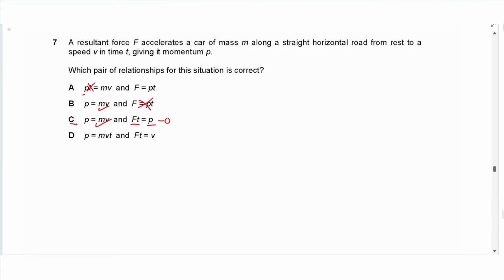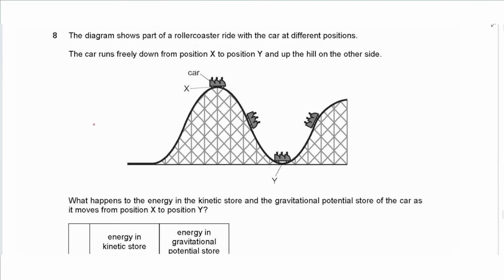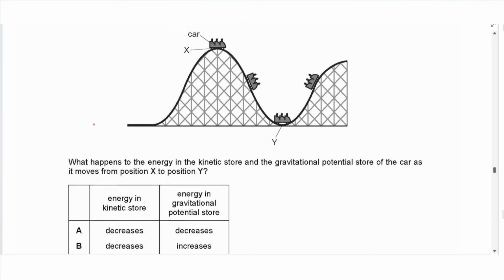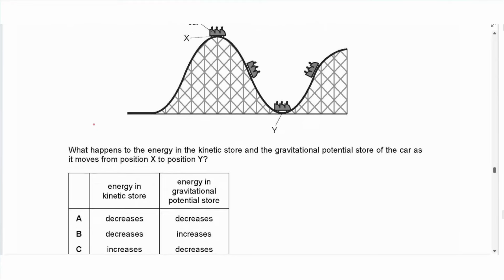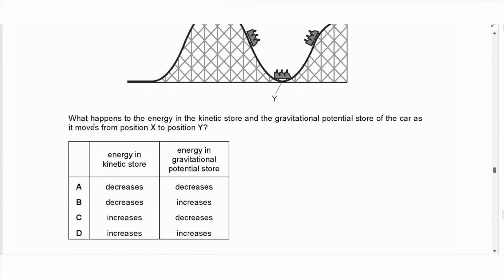So this is the correct answer. Question 8 says the diagram shows part of a roller coaster ride with the car at different positions. The car runs freely down from position X to position Y and up the hill on the other side. What happens to the energy in the kinetic store and the gravitational potential store of the car as it moves from X to Y? So that's going down. Going down means gravitational potential energy decreases, and anything that falls down initially starts accelerating, so the kinetic energy increases. So the answer is C.